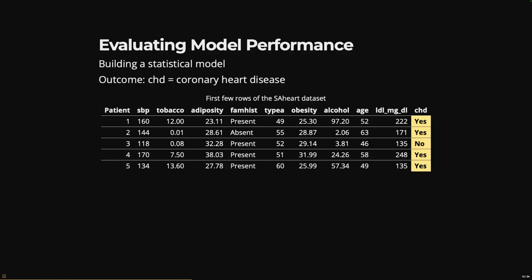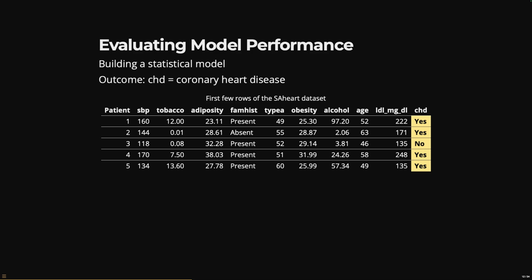So each row is a patient. You have their systolic blood pressure, tobacco use, adiposity, how much fat they have. Is there a family history of heart disease? Are they type A personality? The degree to which they're of a type A personality, like how, I don't know, neurotic and active. I've never heard that term before.